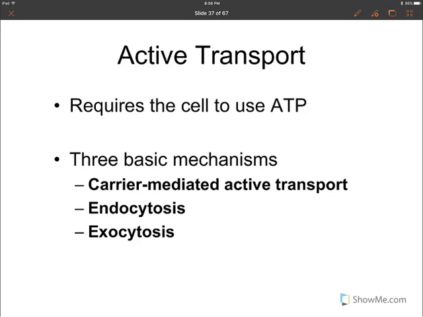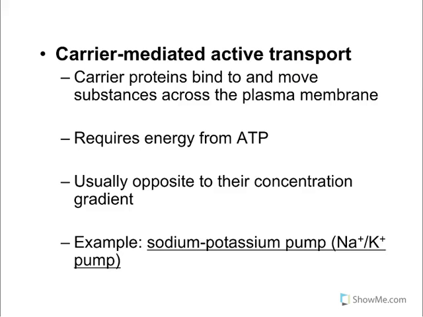Okay, so let's take a look at our active transport across the plasma membrane. So remember, active transport is going to require the use of ATP. So here, we need energy. Okay, so this is a little bit more complex of a reaction. So we're going to see that there's going to be 3 different types, and we're going to take a look at each one of these 3 methods.